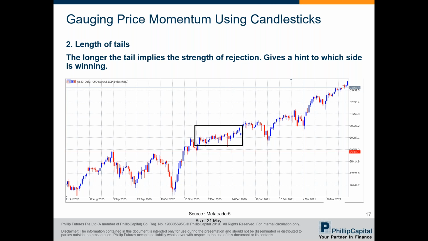The range movement started out with almost equal body lengths, and the wick length showing the battle is pretty even. Subsequently, the body lengths are still equal, but the longer wicks are formed at the bottom of the bodies. So you can see here, there's a longer tail formed at the bottom of the bodies, hinting a strong rejection of the sellers by the buyers. The rejection of this at support level is especially long, after which the buyers manage to push through.